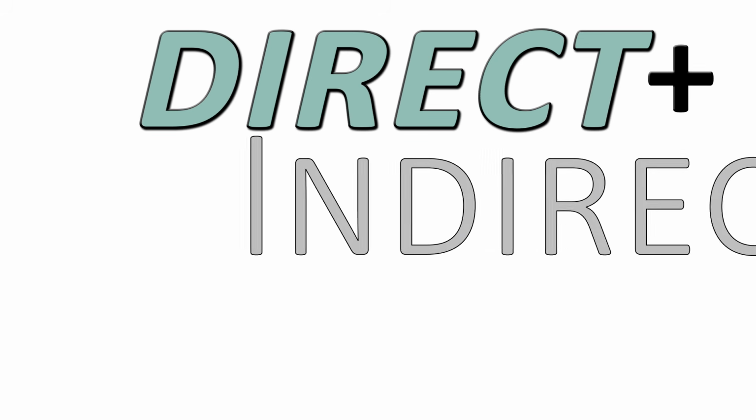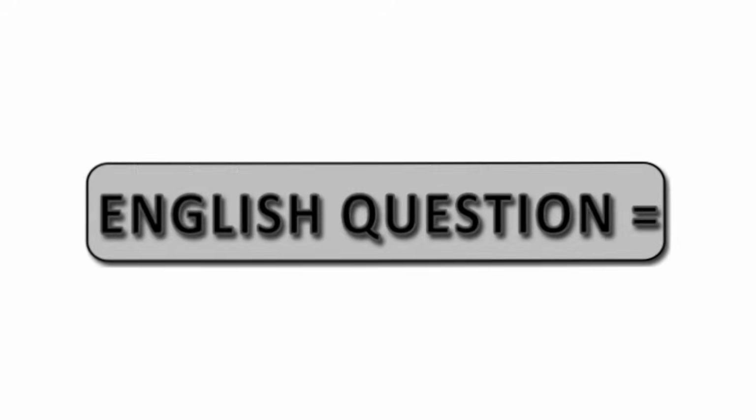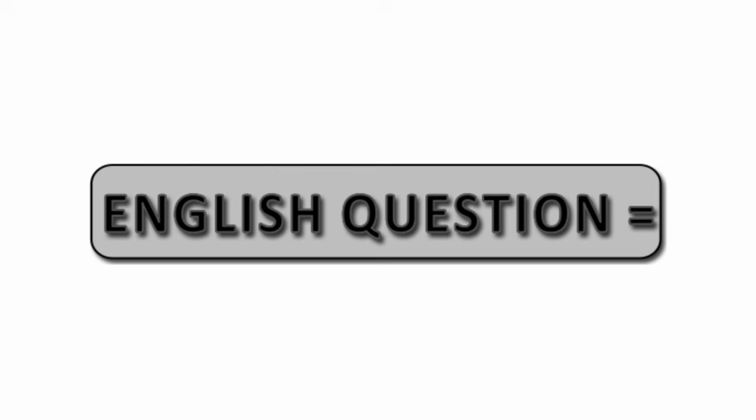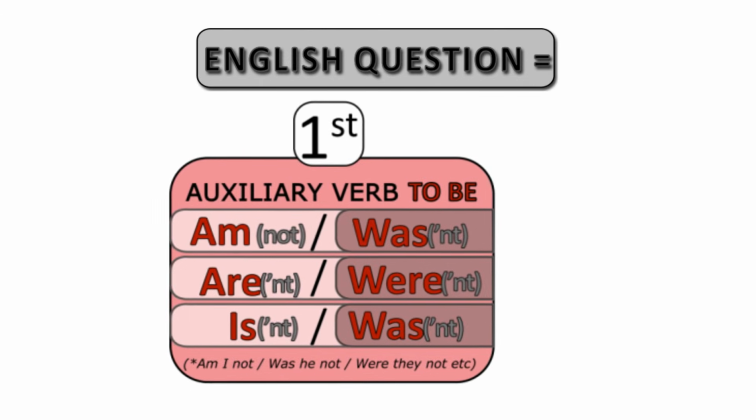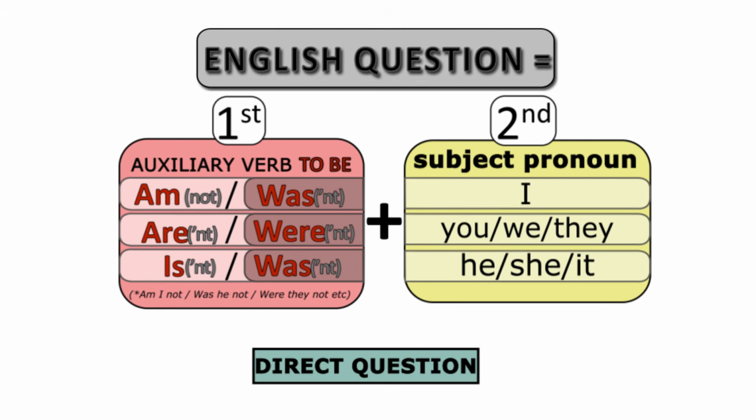Direct and indirect questions. How to use and construct them in English. In a typical English question, the auxiliary comes first and the subject pronoun or noun comes second. This is called a direct question.